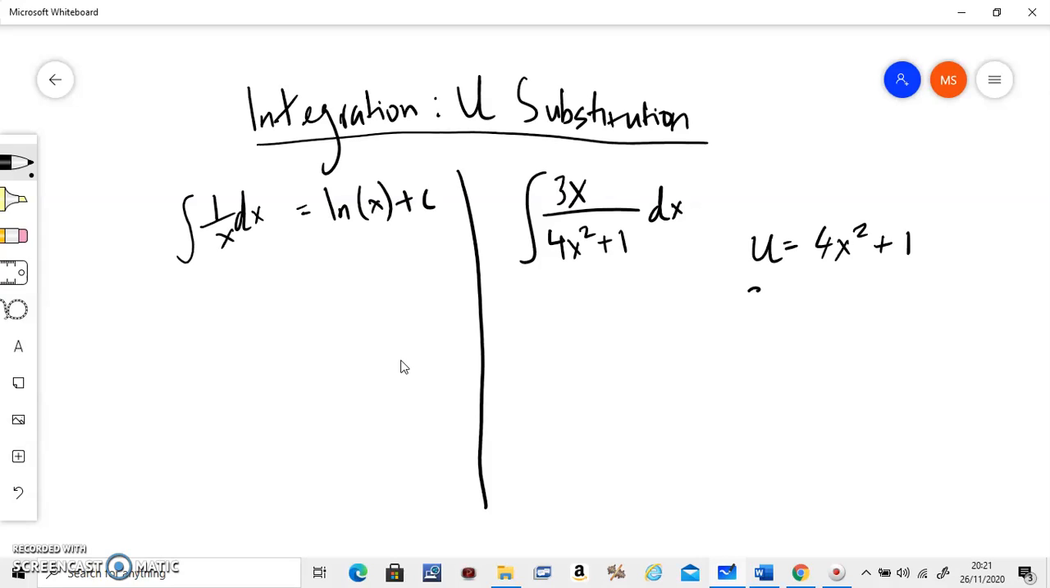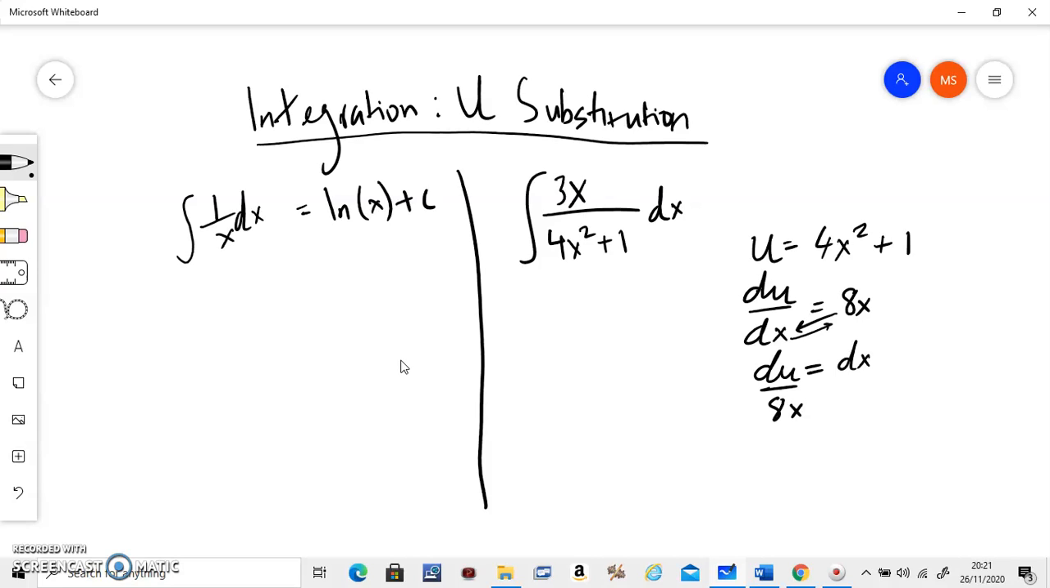Then you find du over dx. These are the steps, which makes it 8x. Plus 1 is 0, so 8x. And then solve for dx. So move the dx over there and 8x over here. So du over 8x becomes dx. You cross multiply, move this up here, move this down there. So these are the steps.